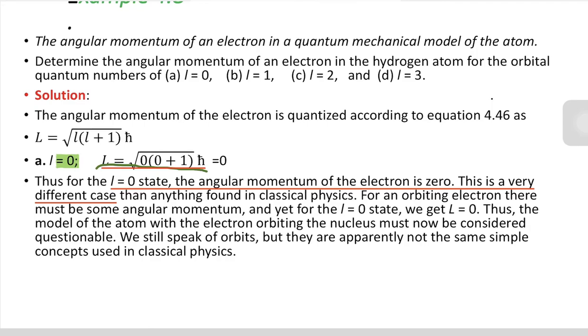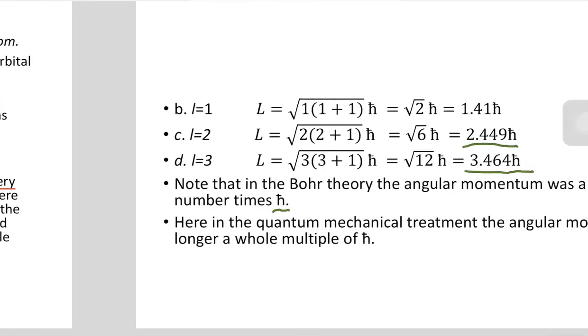For an orbiting electron, there must be some angular momentum. And yet for the L equal to 0 state, we get L equal to 0. Thus, the model of the atom with the electron orbiting the nucleus must now be considered questionable. We still speak of orbits, but they are apparently not the same simple concept used in classical physics.